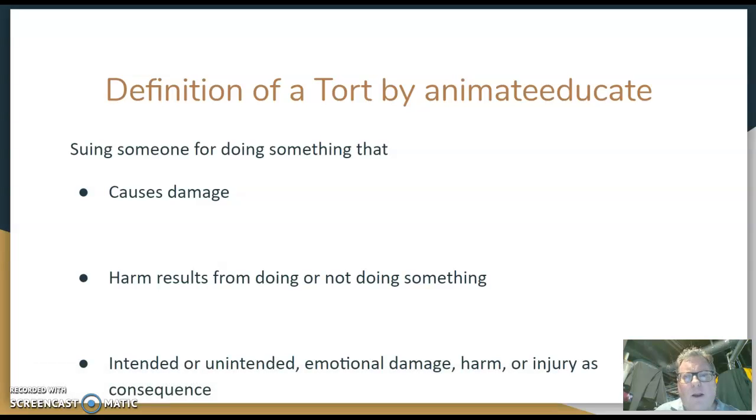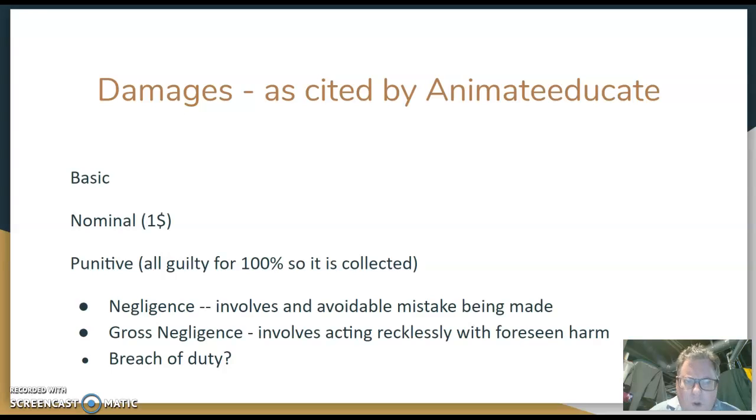Our first slide, I want to define tort, and I used the videos that we had from Animate Educate. A tort would be suing someone for doing something that causes damage. That harm could be the result of doing or not doing something, and it could be the intended or unintended consequences of emotional damage, harm, or injury as a consequence of acting or not acting. Those are things that you couldn't really press charges for.